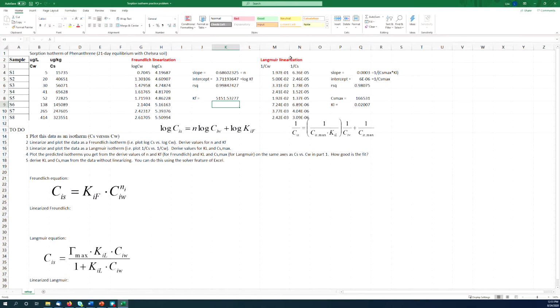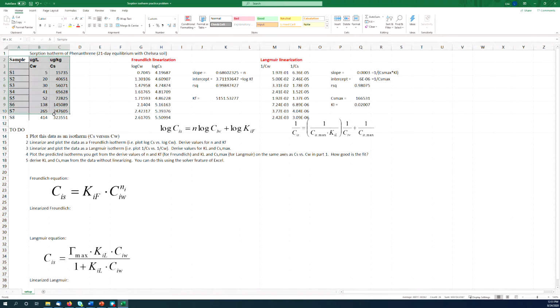Same thing over here. You could do the Langmuir linearization by taking 1 over CW and 1 over CS. So here's your data, and then you can plot it. Here's your slope, which is 1 over CS max times KL. Here's your intercept, which is 1 over CS max, and based on those values, you can calculate CS max and KL. So that's fine. That's linear regression. I can do that in Excel. That's not a problem. How do I do a nonlinear curve fit?